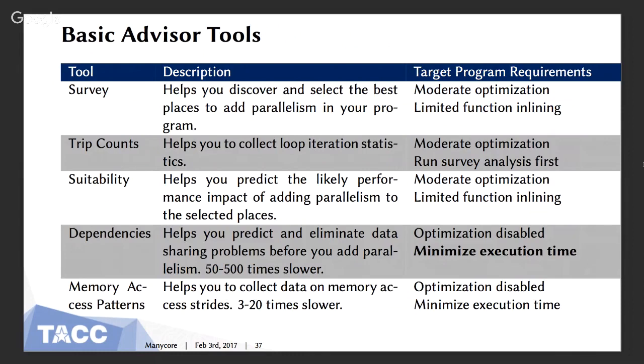It helps you guess the impact of adding parallelism to your code. It gives you some idea of what adding OpenMP or going to a processor that has more cores on it might give you. Dependencies lets you identify dependencies before you parallelize. And the memory access patterns, actually, I haven't used that yet. I'm not even familiar with what that does exactly.